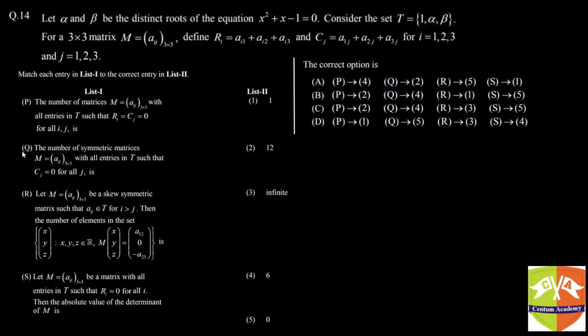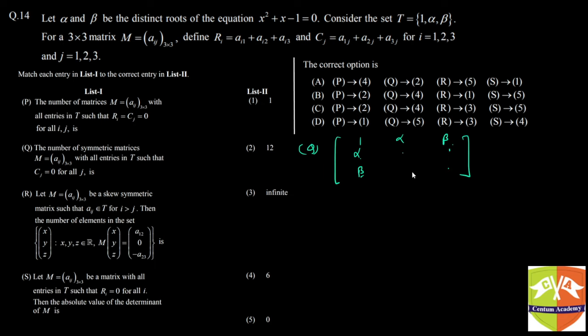Let us quickly do options Q and R. What is Q? The number of symmetric matrices M with all entries in T such that the sum of all the columns is 0. So for option Q, let me start devising a matrix where the sum of all the columns is 0. So 1, alpha, beta. But because this is symmetric, if this is alpha, this will also have to be alpha. If this is beta, this also has to be beta.